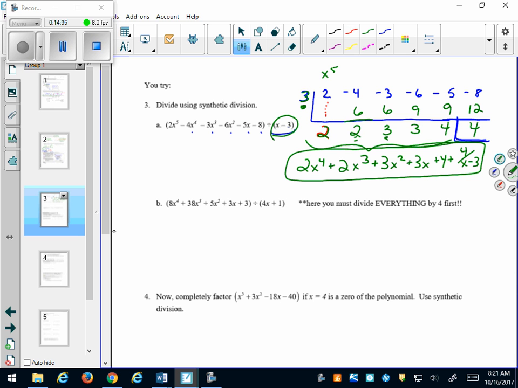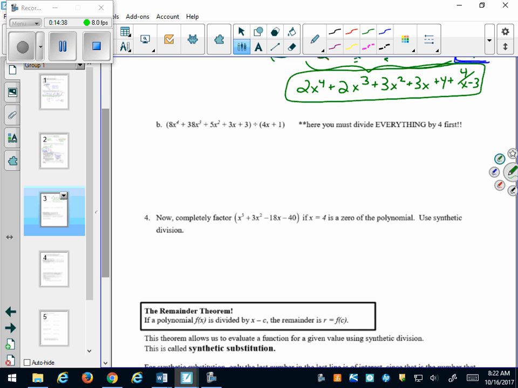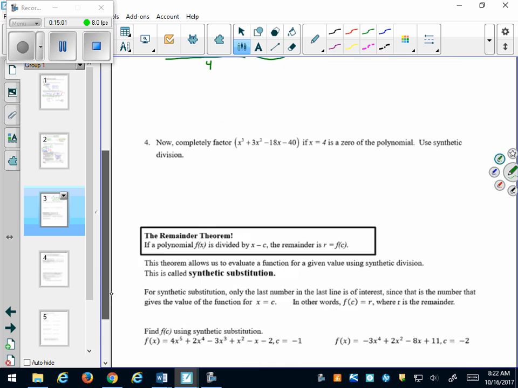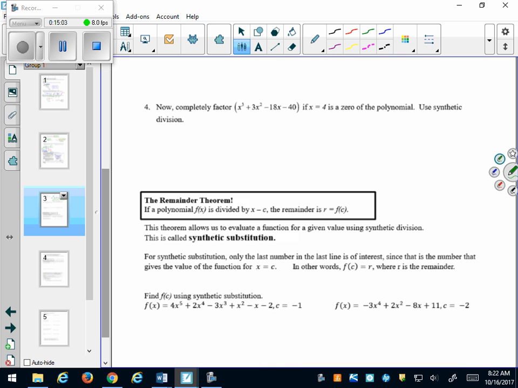Okay, I'm going to skip B. B has a, we're dividing by 4x plus 1. What would be the actual solution to that? Negative 1/4. So you actually have to divide everything through by 4 here, and it makes it a little bit tricky. In the interest of time, I'm going to go back to that, okay? Because our real purpose here is to use synthetic division to be able to factor polynomials.